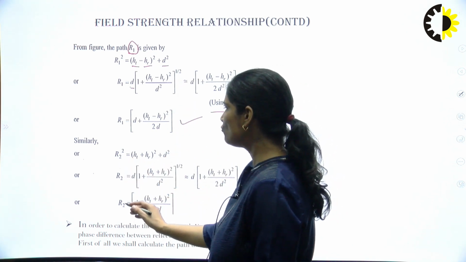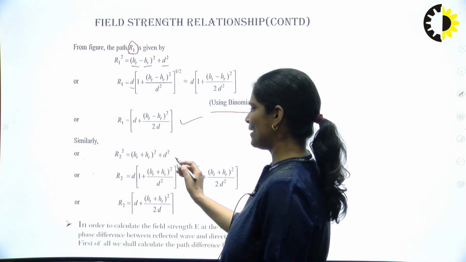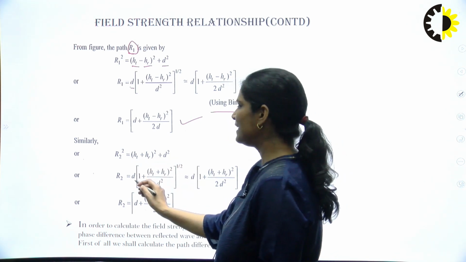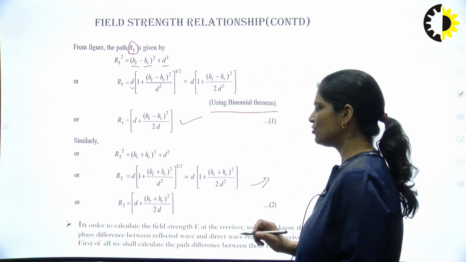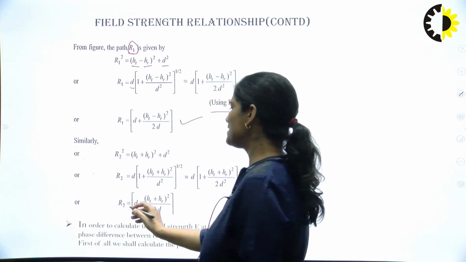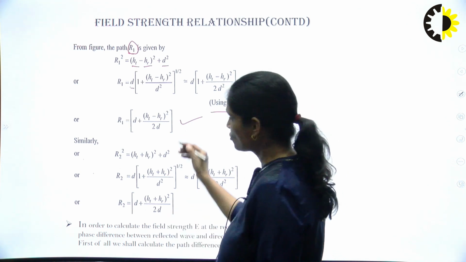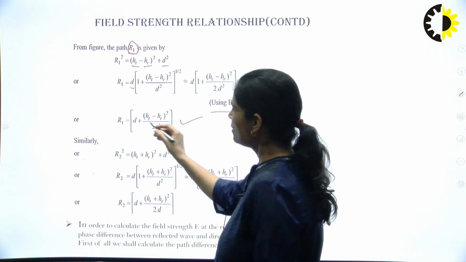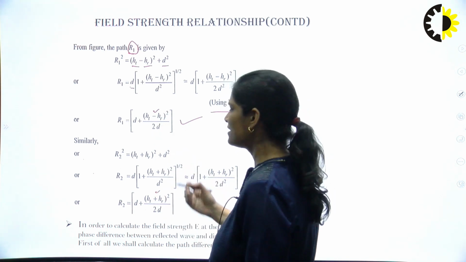R2 square is equal to (HT plus HR) square plus D square. Here we can take D common, and again we apply the binomial theorem. After applying it, we get R2 equal to D plus (HT plus HR) square upon 2D. What is the difference between R1 and R2? You can see here this is a negative sign and this is a positive sign. This is your R1 and this one is R2.